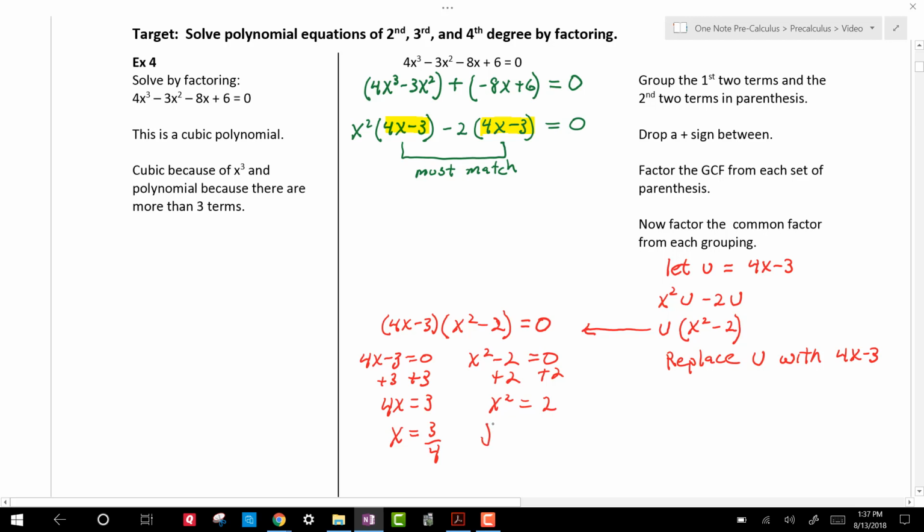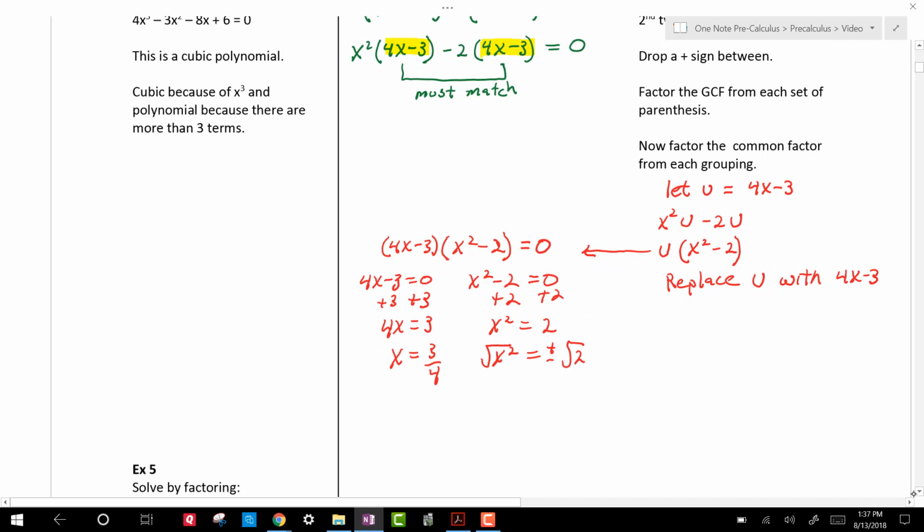Then we're going to go ahead and square root both sides. The square root of x squared equals the square root of 2. We need a plus and a minus right here. And so we have x equals plus and minus the square root of 2 as our result. So we have 3 answers here. These are 3 real solutions.